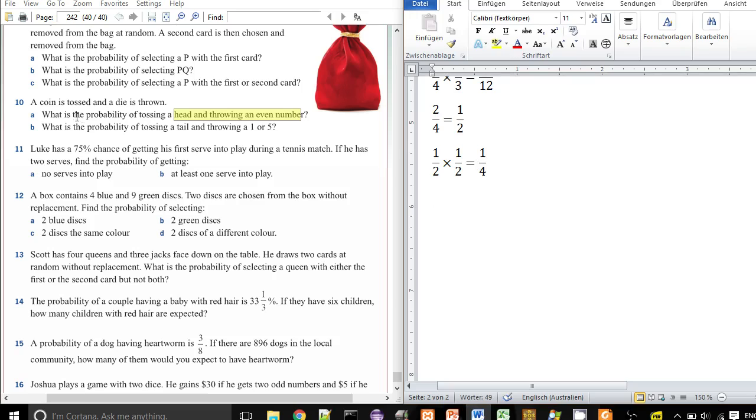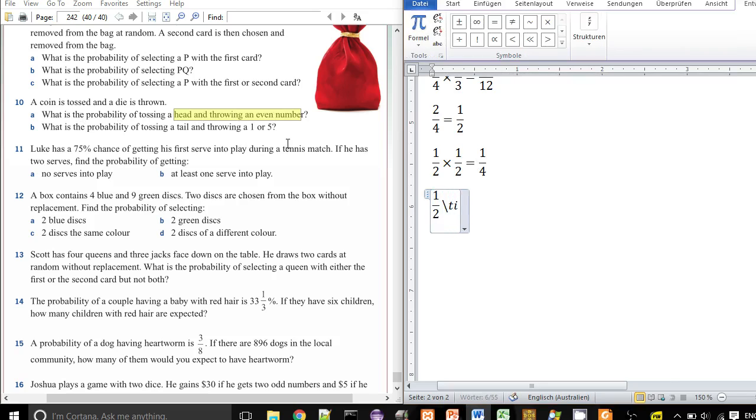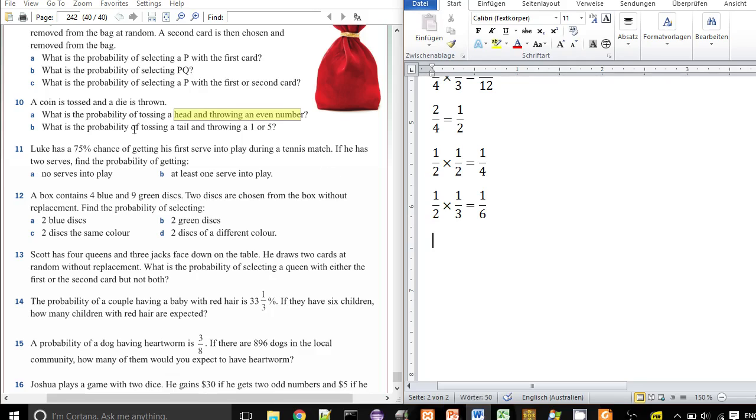If you times them. Tossing a tail and then a 1 or a 5. So chance of getting a tail is a half. The chance of getting a 1 or a 5 will be 2 out of 6. Okay, but that's just a third. So if you times a half times a third, you get 1 in 6. Okay, so there's a 1 in 6 chance of that happening.